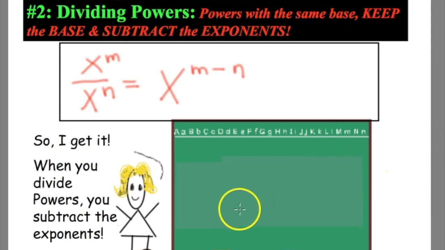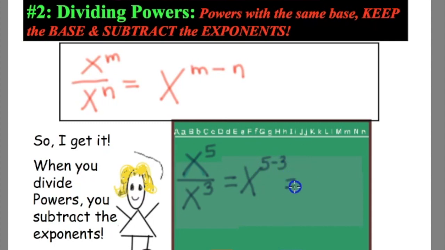Okay, so let's apply a few examples and see what that looks like. We have x to the 5th power being divided by x to the 3rd. All right, let's go ahead and apply that rule. Once again, my base is the same, so I'm going to keep that base and I'm going to subtract my exponents. That is going to leave me with x, 5 take 3 away, to the 2nd power. Hope that's making sense to you right now.